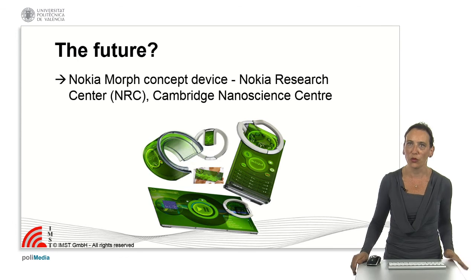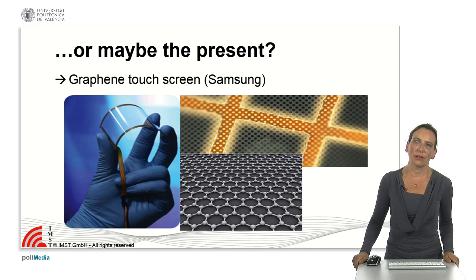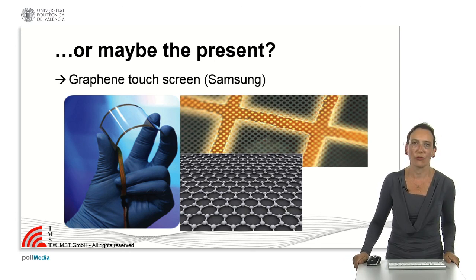So, is this the future? Or maybe is it already the present? For example, Samsung has already presented a graphene touchscreen that they could implement in the near future, or at least that's what they say.